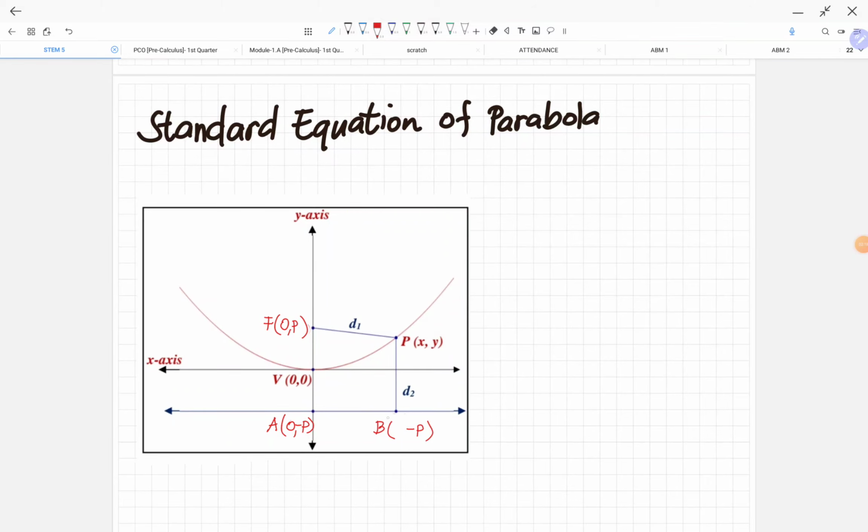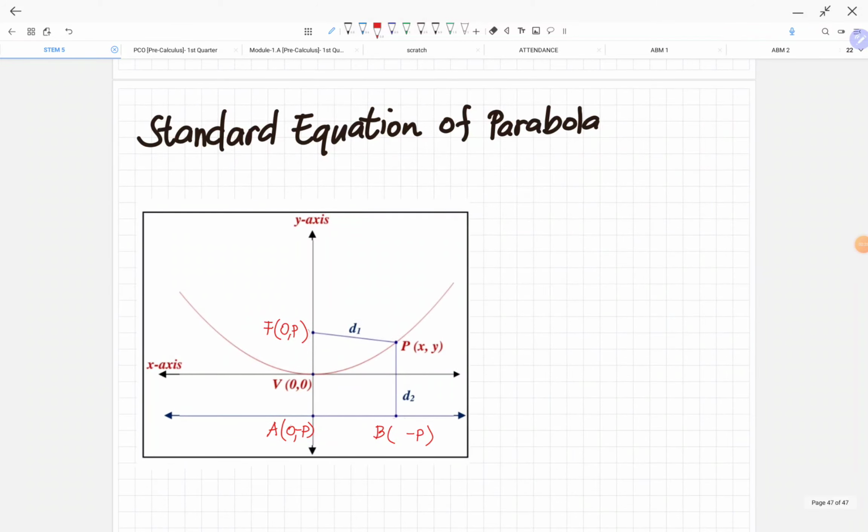Now, considering point P and point B, they are vertically aligned. If two points are vertically aligned, their x coordinates are the same. So its x coordinate is x. So therefore, we identify the coordinates of the points that we will be using for the derivation of the equation of parabola. So the focus is located at (0, p), where p is the distance from the vertex to focus. And we have point A, the coordinates of which is (0, -p). And then we have point P, which is (x, y). And point B has coordinates (x, -p).